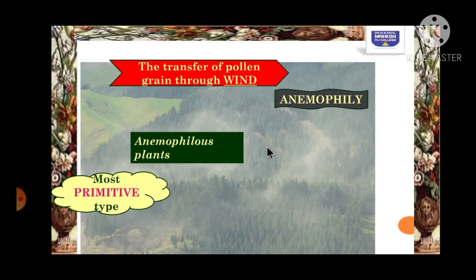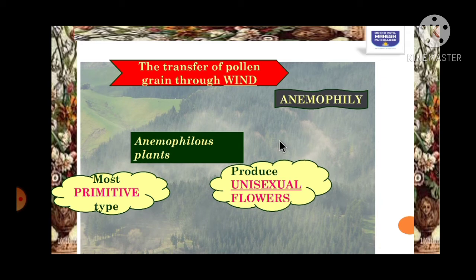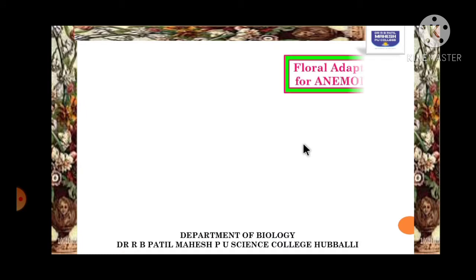This is considered to be the most primitive type, as the plant flower is not undergoing any sort of adaptation so as to attract any organisms. The plants which are getting pollinated through wind will be producing unisexual flowers. Let us try to understand floral adaptations for anemophily.